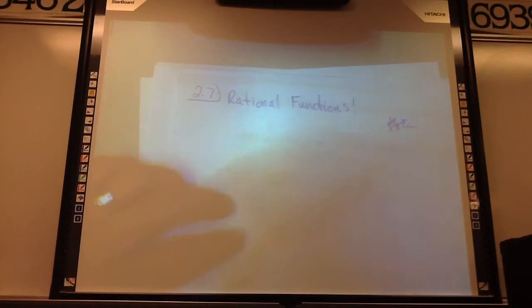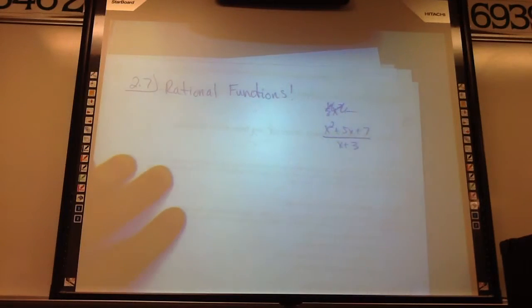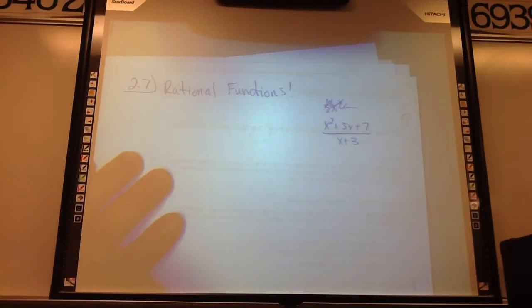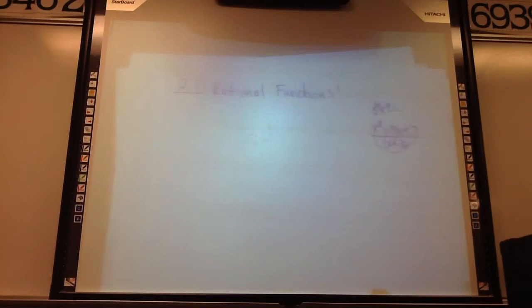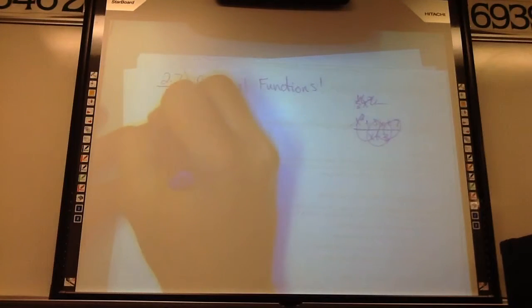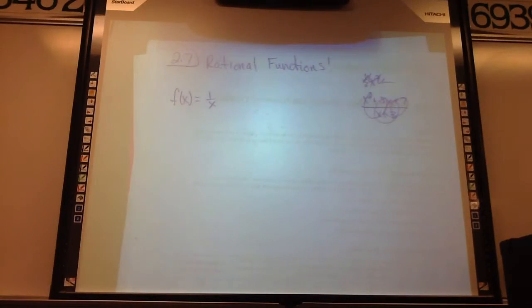A rational function is like, one example would be x squared plus 5x plus 7 over x plus 3. So you have a function over a function. Craziness. We're going to graph them. The one you do know about is probably 1 over x. You've seen a graph of that, right?